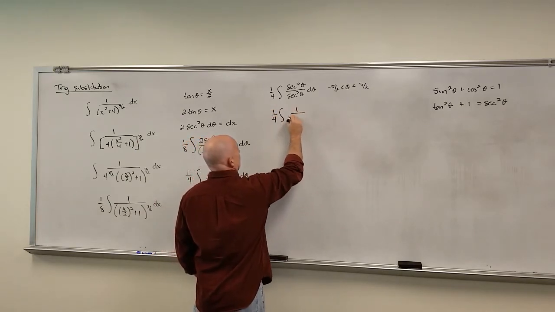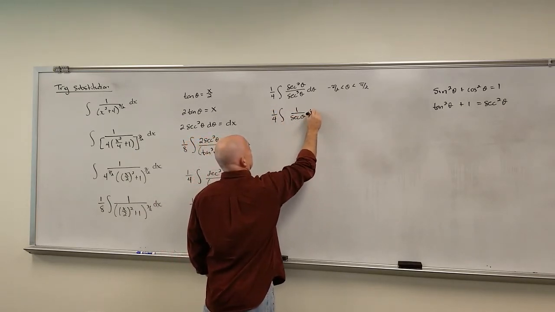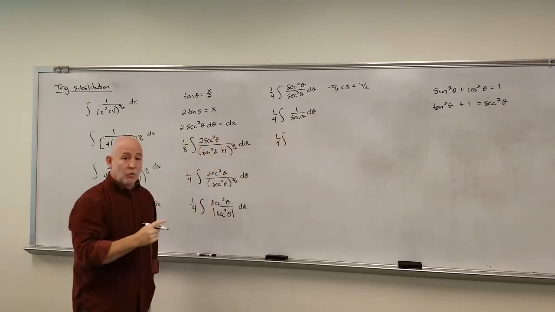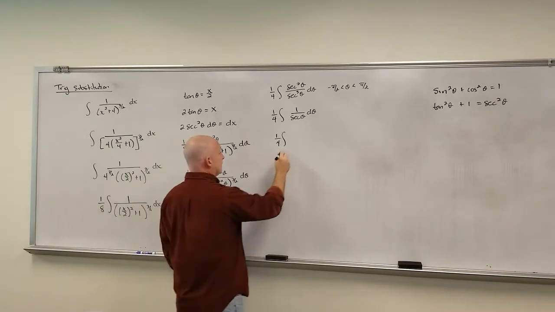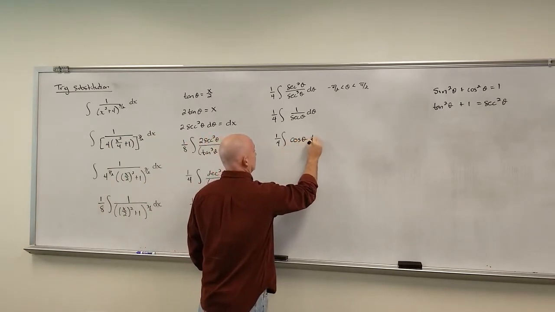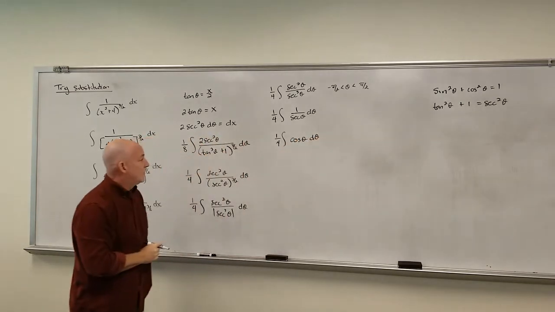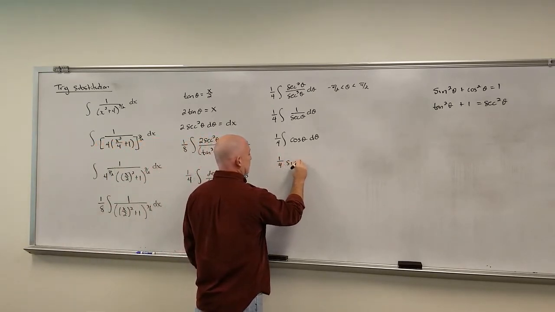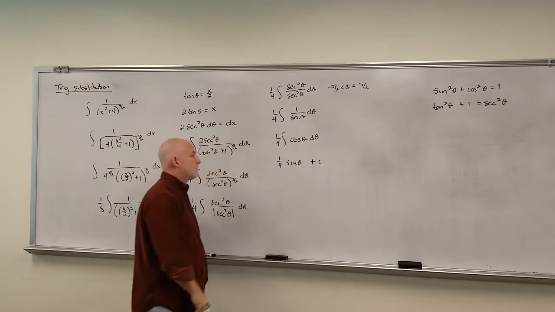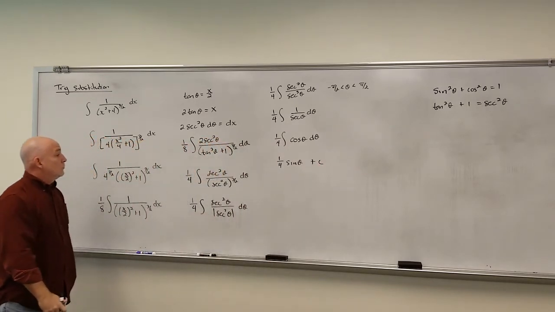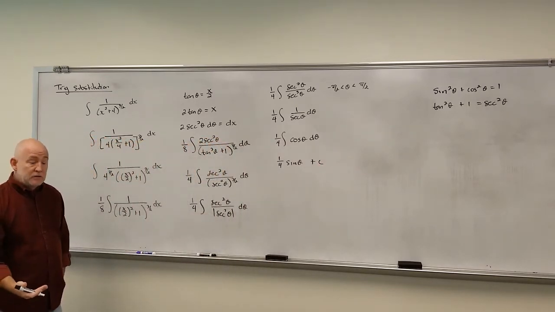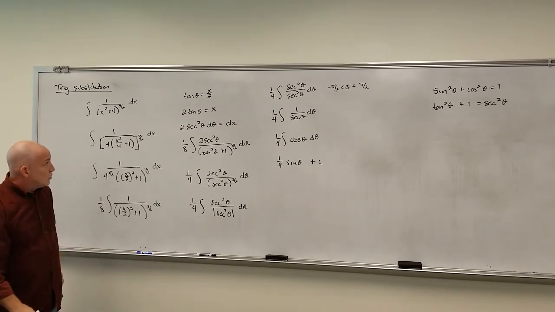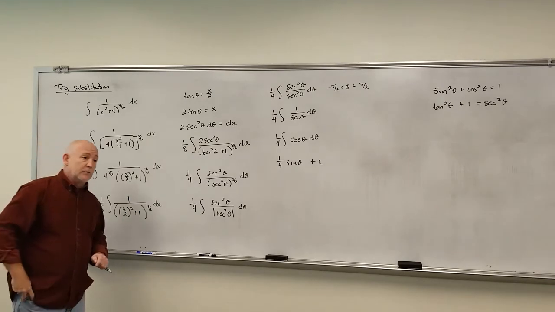1/4, 1 over secant theta d theta, and since we saw just a second ago, secant's 1 over cosine, 1 over secant is cosine. All right, that's an easy enough integral to do. The integral of cosine is sine, so that's 1/4 the sine of theta plus c. Now again, we didn't start with thetas, we started with x's, and we've got to get back. So to get back, you always look at your original substitution to help you get there.